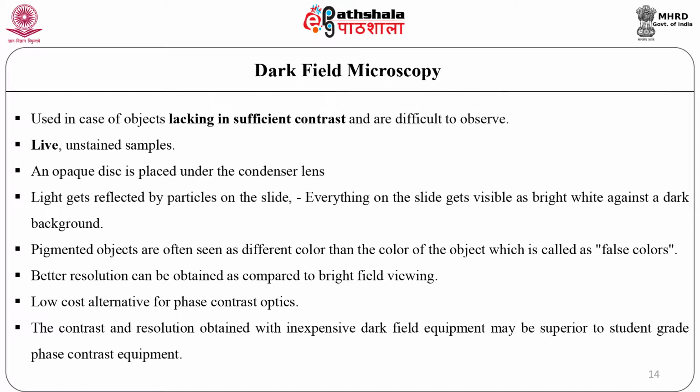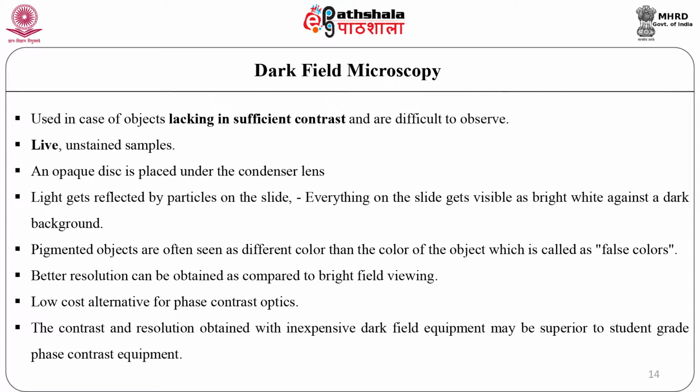It is used to observe live unstained samples. In dark field microscopy, an opaque disc is placed under the condenser lens to view a specimen. Due to this, only light that is scattered by an object on the slide can reach the eyepiece, due to which everything present on the slide becomes visible as bright white against a dark background.